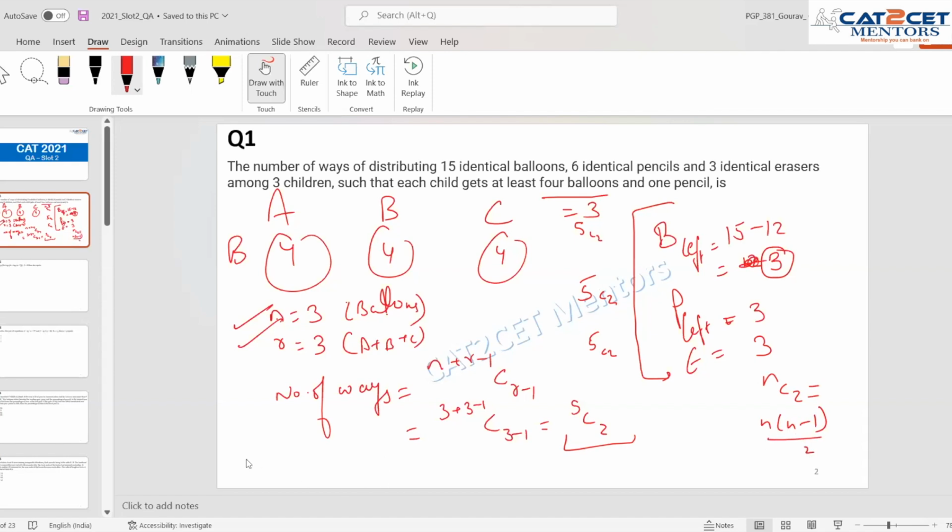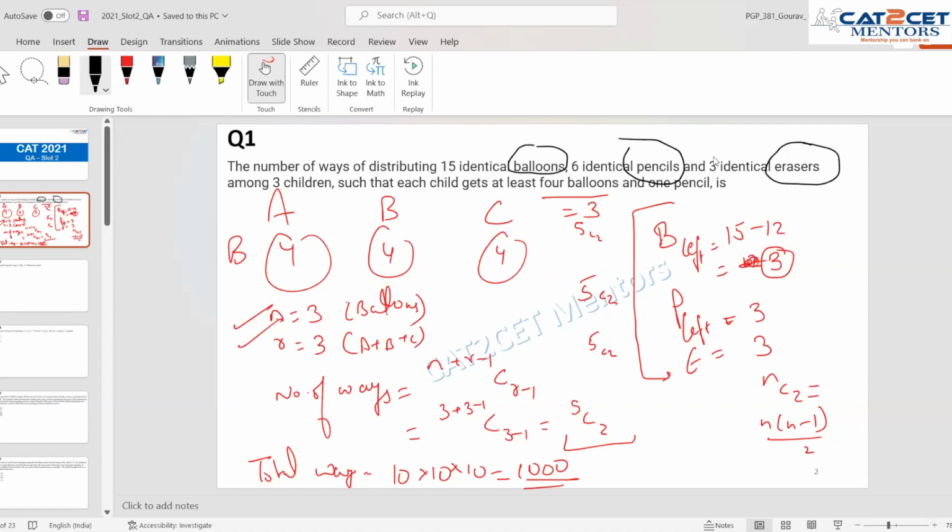So total ways equals 5C2, which is 5 into 4 divided by 2, so it will be 10 into 10 into 10 equals 1000. We are doing it 3 times because there are 3 items that need to be distributed. First is balloon, second is pencil, and third is erasers. So this 5C2 is for balloons, this 5C2 is for pencils, and this 5C2 is for erasers.